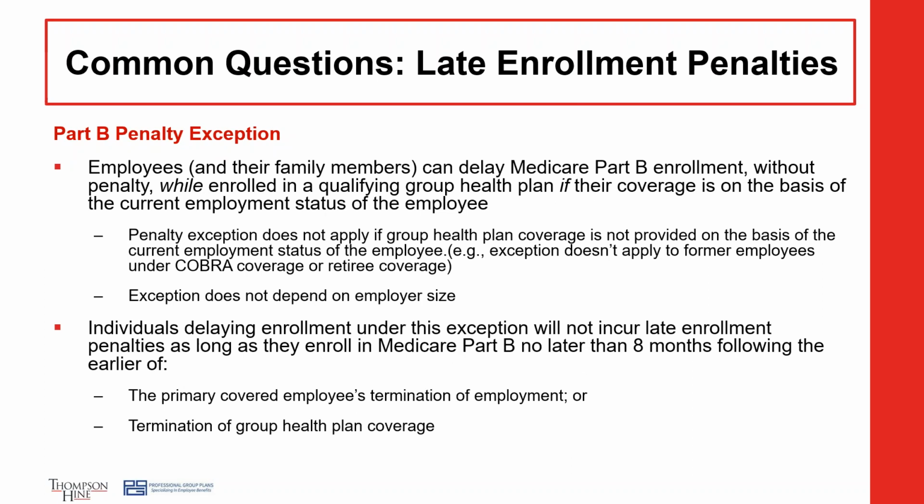For Part B, employees and their family members can delay Medicare Part B enrollment without penalty as long as they're enrolled in qualifying group health plan coverage that's based on the current employment status of the employee. So the penalty exception does not apply if the plan coverage is on the basis of non-current employment status. So for example, if an individual has COBRA coverage, remember we talked about the fact that COBRA coverage is not coverage due to current employment status.